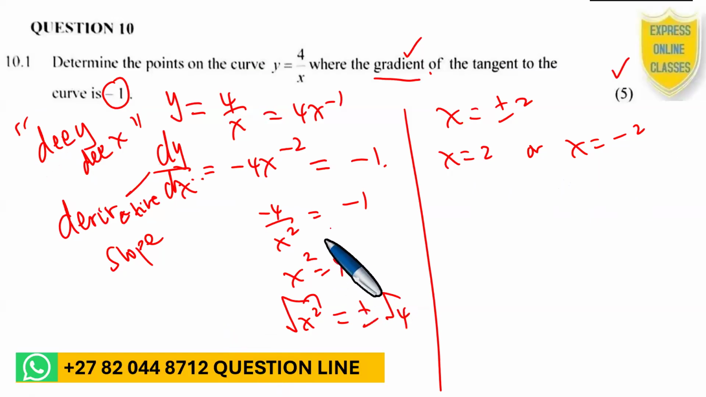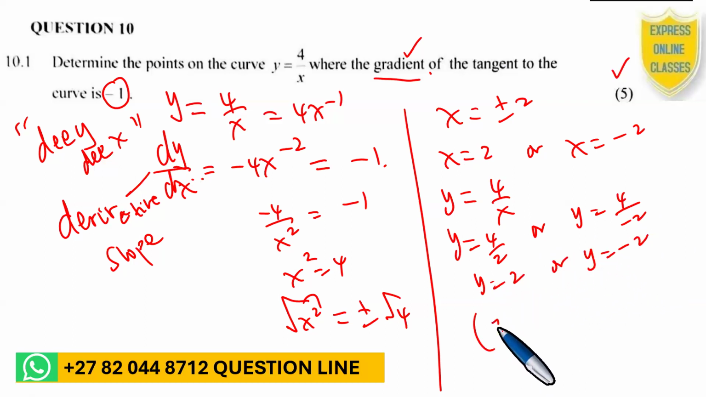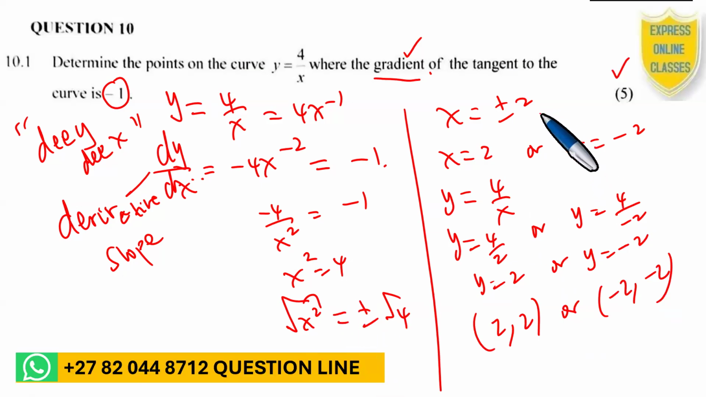Okay, so if this is true, your y is 4 out of x. When x is 2, you're going to do 4 out of 2. Y is 4 out of -2. Wait, sir, I've got lost. Please, can you go back to where you got x equals plus or minus 2? Is it a continuation of the root? Yes.